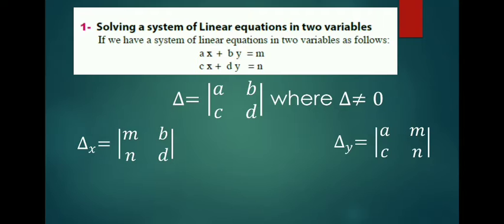And the third determinant is the determinant of y, or y determinant. We will change the coefficients of y by the two constants m and n. Then finally we will calculate the value of x by dividing delta x by delta and y by dividing delta y by delta, and now we got the solution set.